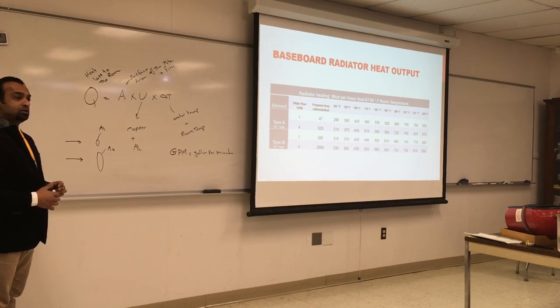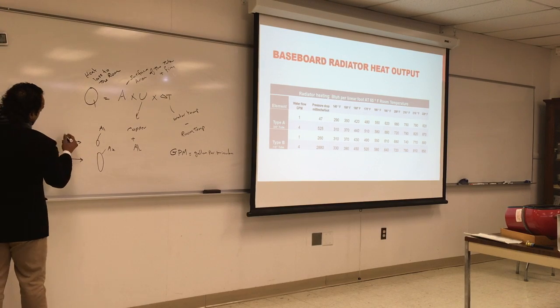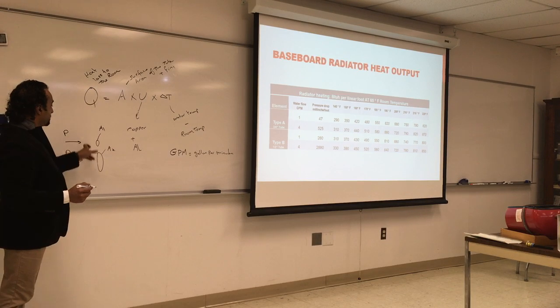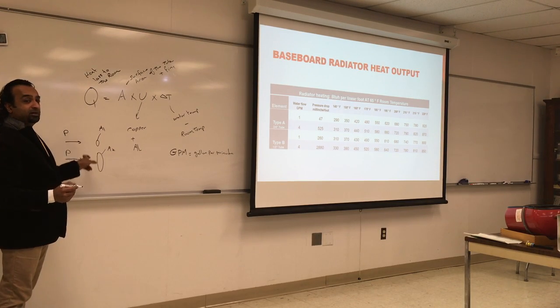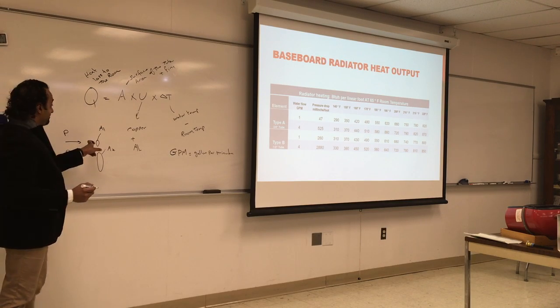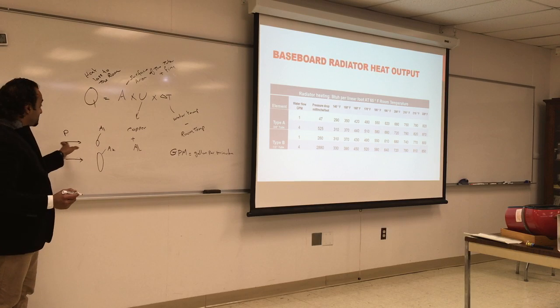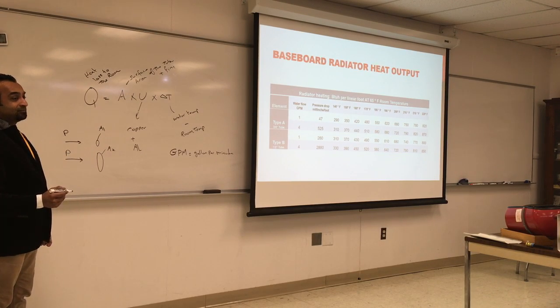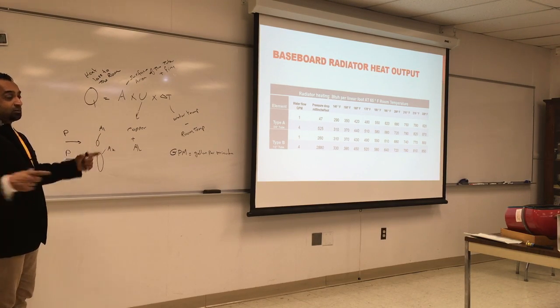So if we have water at the same velocity, same pressure water, which one will have more flow rate, more GPM? Bigger one. More water, or less water? I think it's more pressure. Yeah, but if the pressure is the same, which one will have more water coming out of it? Big faucet, small faucet.